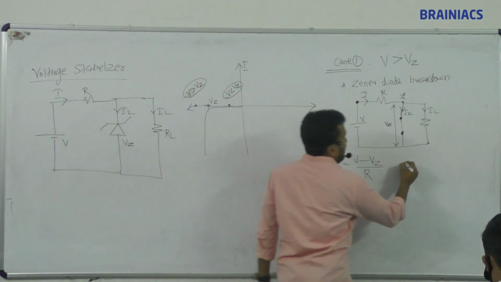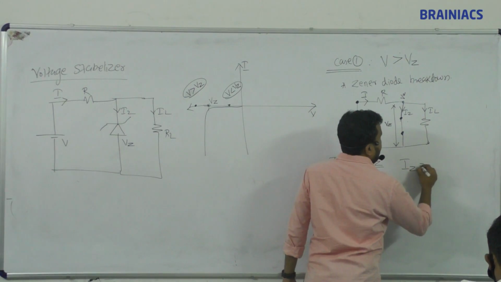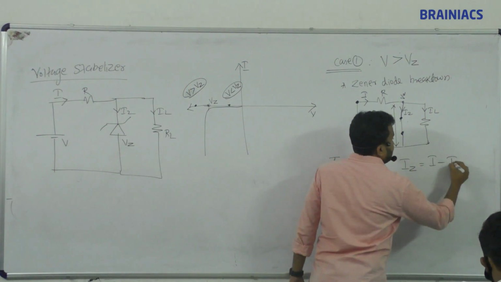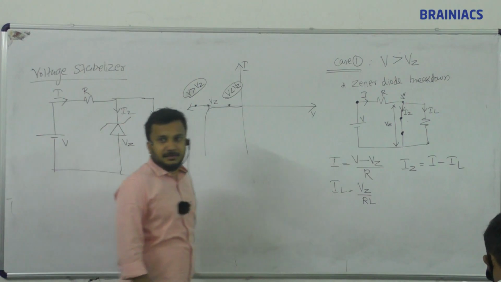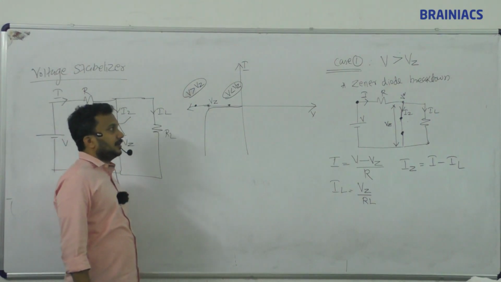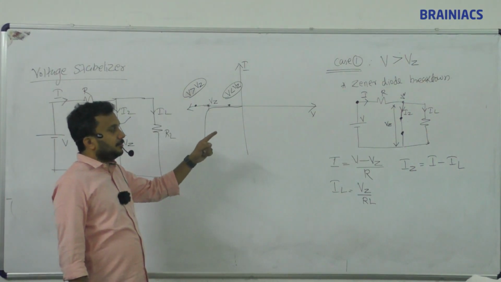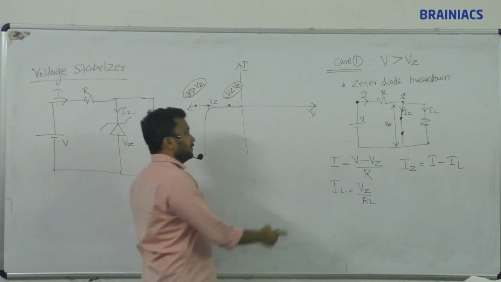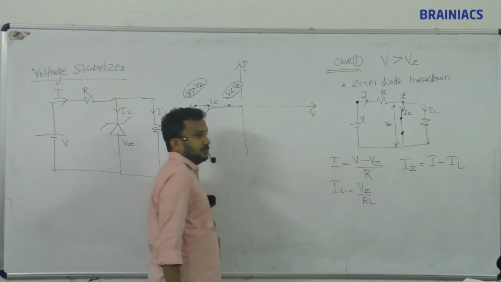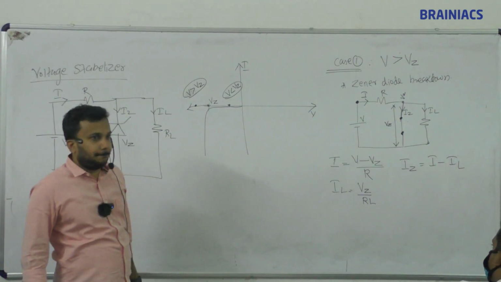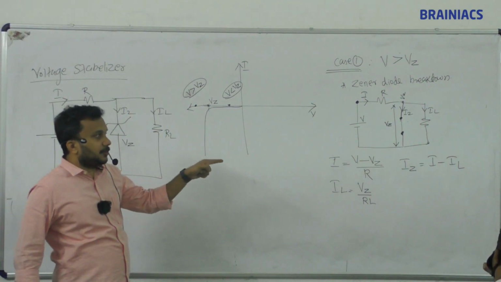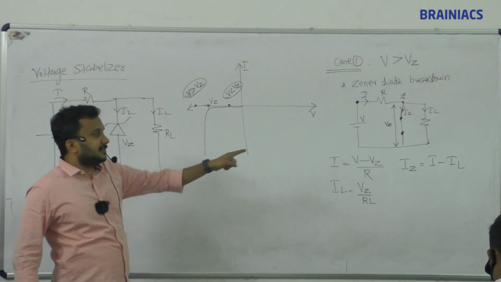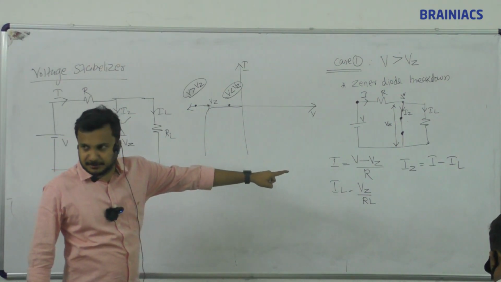Next one. What is Iz? Iz equals I minus IL, total current minus load current, because the current I splits as IL plus Iz. So this is the first equation, the second and the third. The three currents: the current through the Zener is Iz equals I minus IL. This is what the question normally asks.